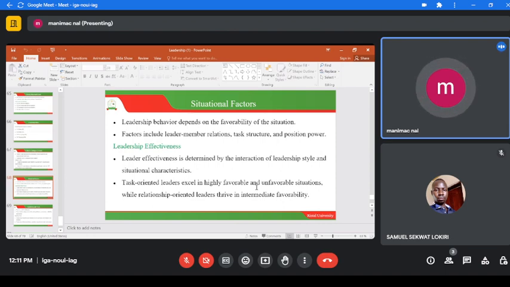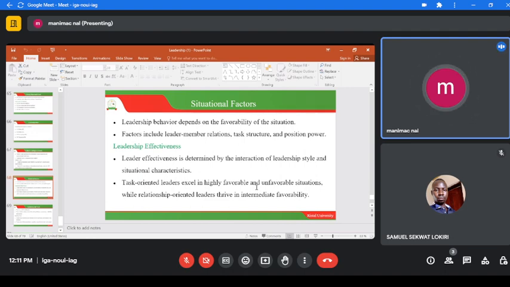The situational factor is where we're looking at how behavior depends on the favorability of the situation. If the situation is favorable, then the behavior is also going to depend on the situation. Other factors also include leader-member relations, situations like task structure, and the position of power. It also matters so much.